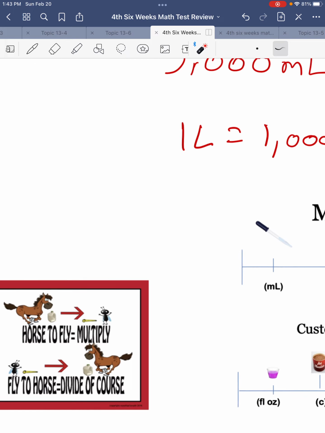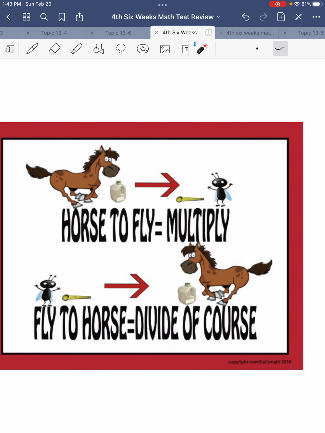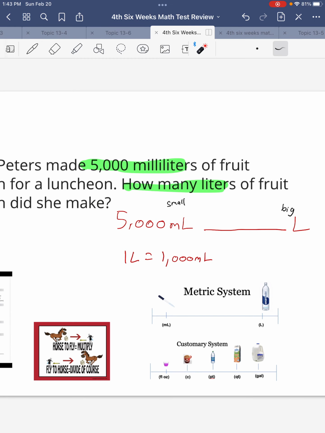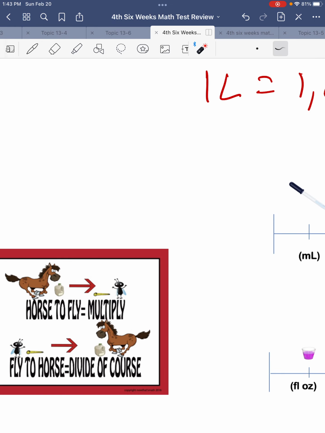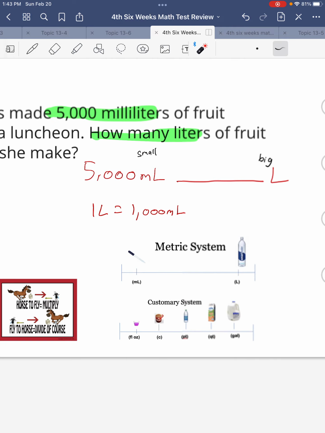If we don't know that, let's look here, okay? It says to a horse, to a fly, you multiply. When it's saying that, it's saying, okay, is a horse big or small? A horse is big compared to a fly. So if you're going from big to small, you're going to multiply. If you're going from a fly to a horse, if you're going from small to big, you will divide, okay? But we have from small to big, so we are going to divide.